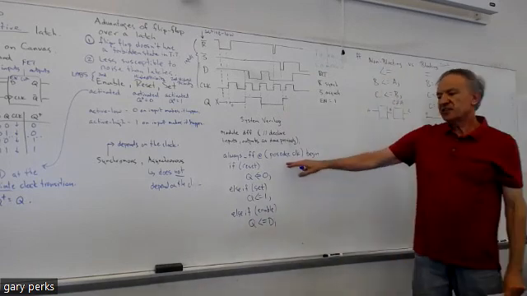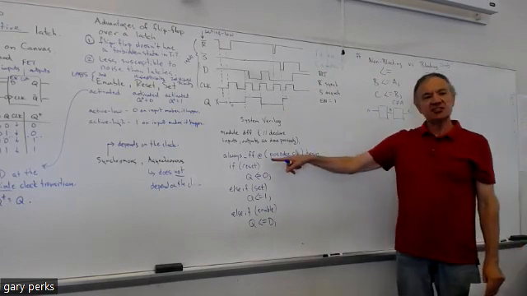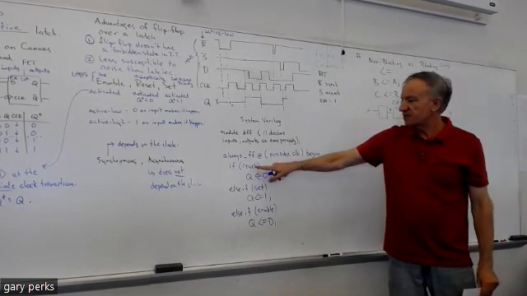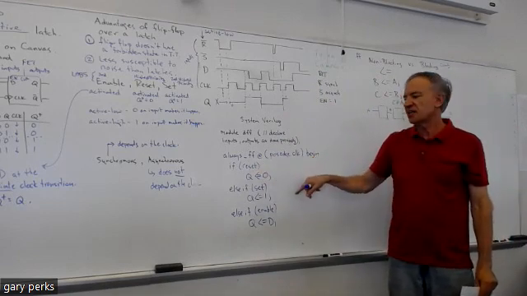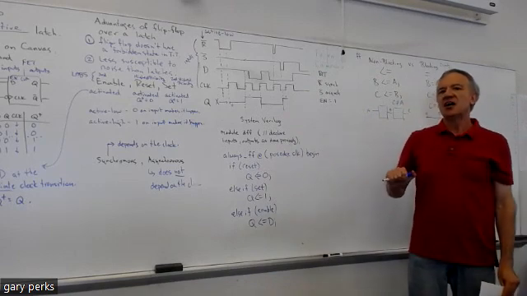Okay, so any questions here? The way you would change the priority is just change the order. Like if I wanted to make set the highest priority, I would first do if set and then else if reset. But we want to make reset the priority, so that's why we put it first.